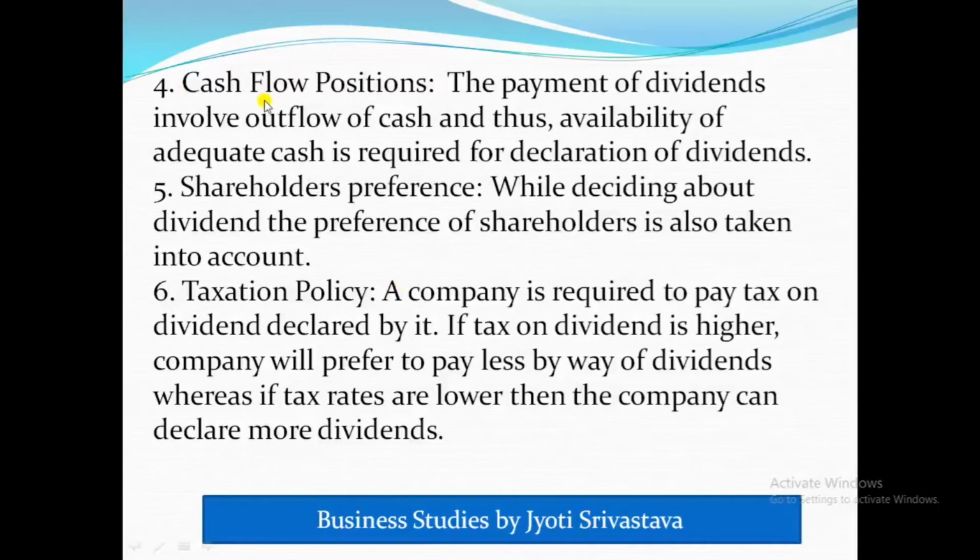Then the next point is your cash flow position. The payment of dividend involves outflow of cash, and thus availability of adequate cash is required for declaration of dividend. So student, cash flow means inflow and outflow. When the company is distributing dividend, the cash is going out. And the company pays this dividend from the profit. Profit is cash inflow. Means if adequate cash is available with the company, then definitely the company will declare the dividend, else the company will retain the amount with itself.